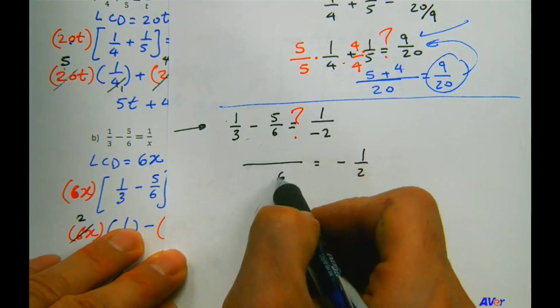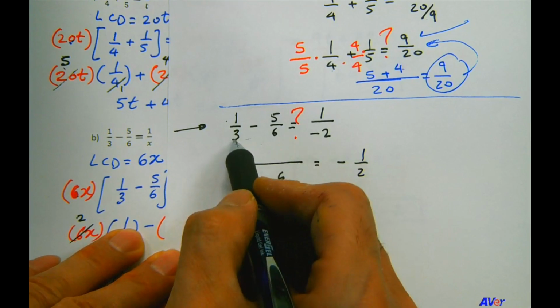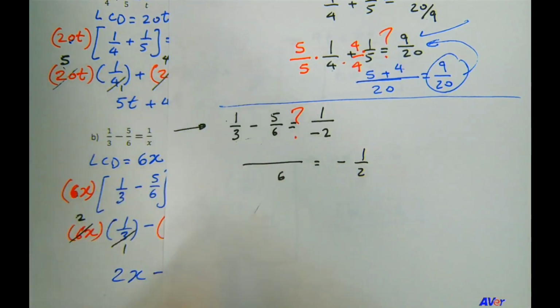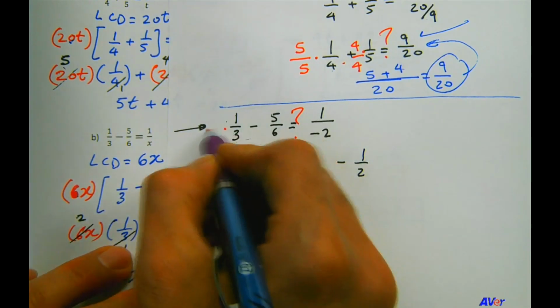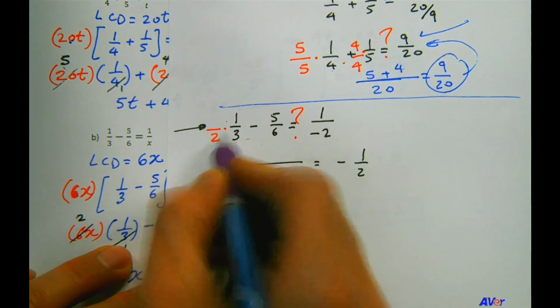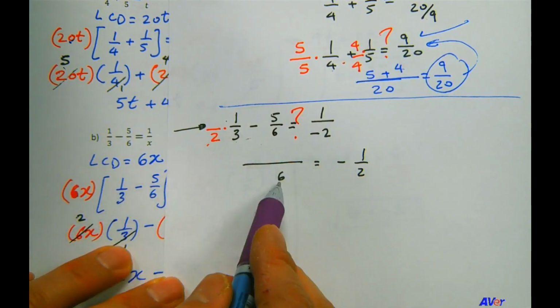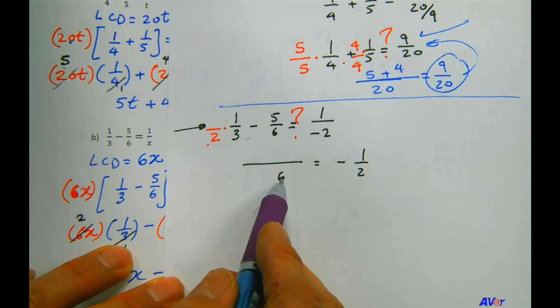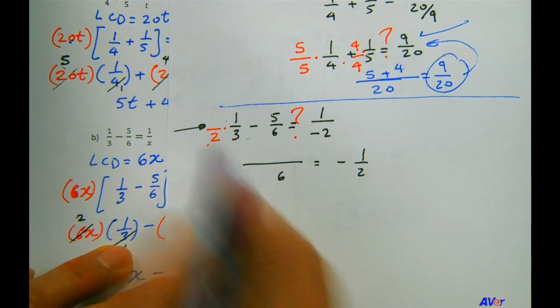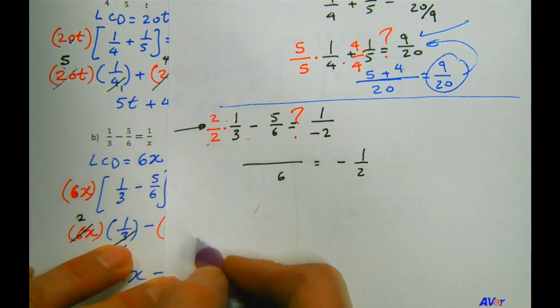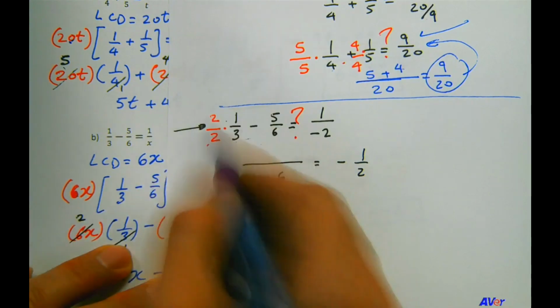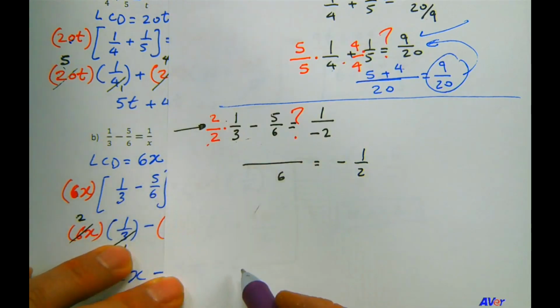So the common denominator is 6. Is this 6? No. What do we need to do? We need to get it to that. So how do we do that? We multiply the denominator by 2 to get it to be 6, equal to the common denominator. Can we do this to the denominator and not do it to the numerator? No. So 2 times 1 over 2 times 3.